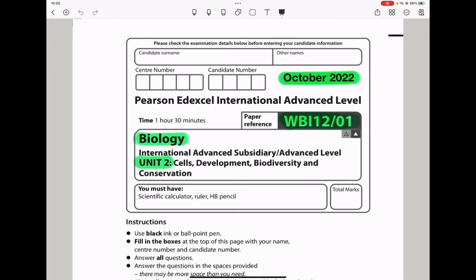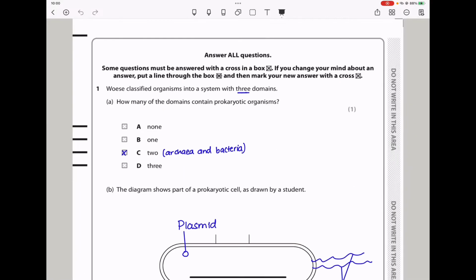Today we're doing the Pearson Edexcel International A-Level Biology Unit 2 for October 2022. Let us begin with the first question.